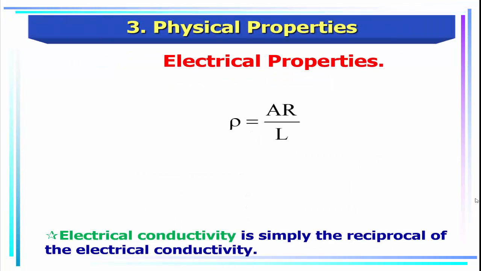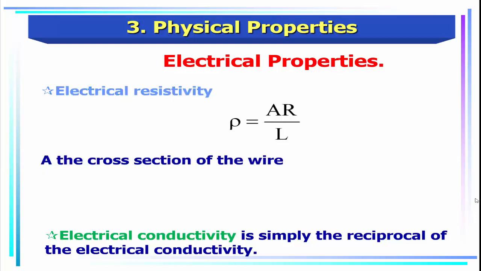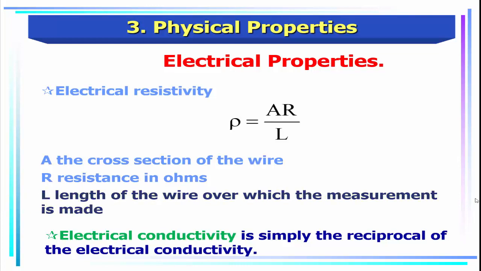Now let's move on to the electrical properties. So the electrical conductivity is simply the reciprocal of the electrical resistivity, and the electrical resistivity is rho equals AR over L. The A is obviously the cross section of the wire, the R is the resistance in ohms, and the L is the length of the wire over which the measurement is made, and the conductivity is 1 over rho.